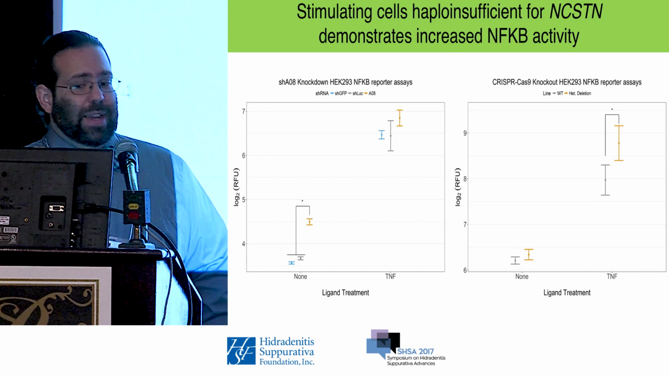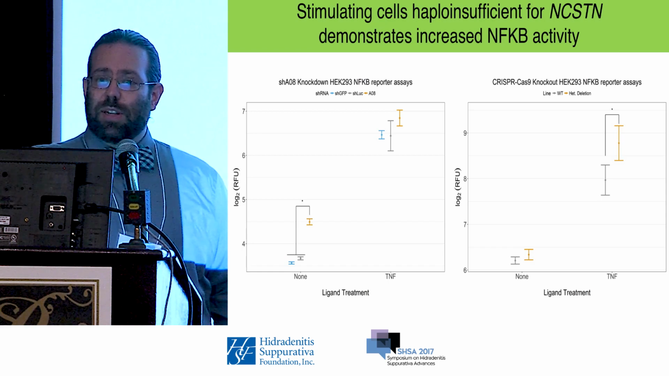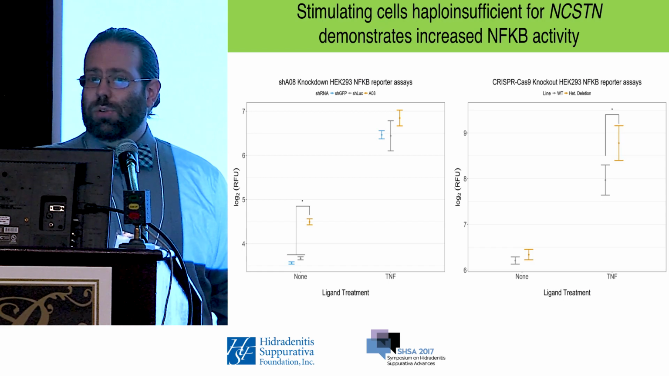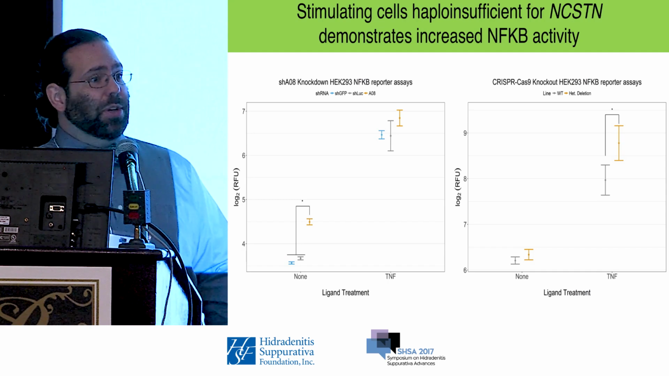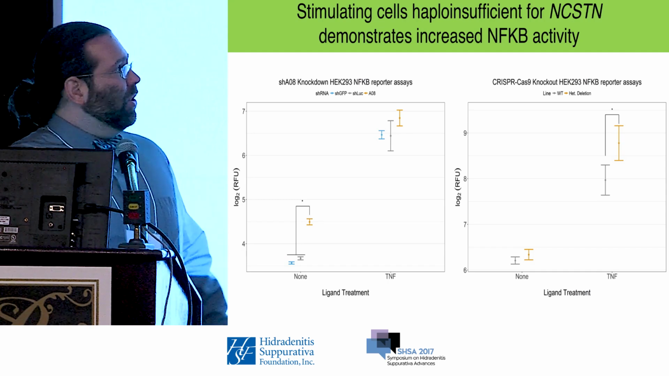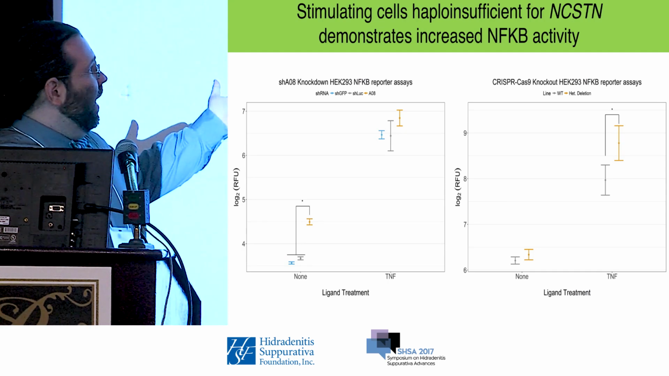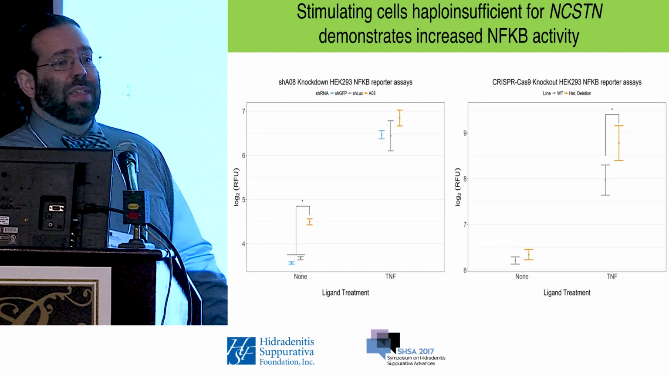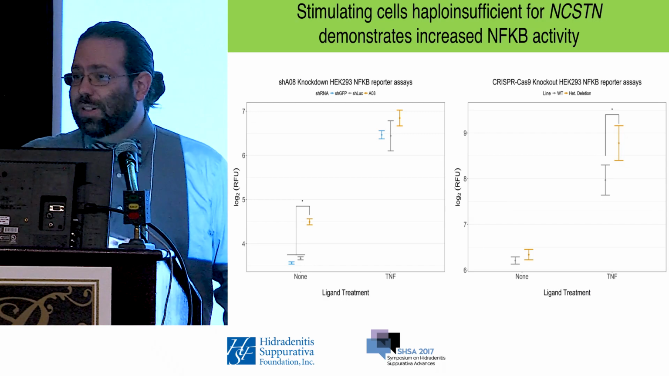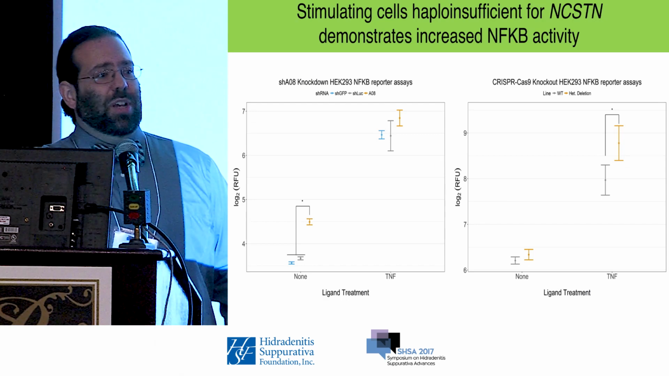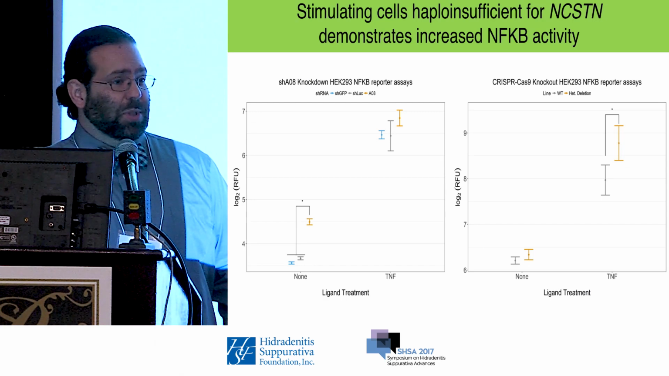The interesting thing is that at baseline, there's actually a significant difference. If you knock down Nicastrin, you already have more NF-kappa B activity with nothing else going on. If you induce them, there's no difference. So on the right of the left-hand plot, you see that everything is overlapping because they're not different at all. We wanted to know if this was a specific effect of this knockdown construct. Sometimes there's off-target effects. We wanted to see if something else was going on.